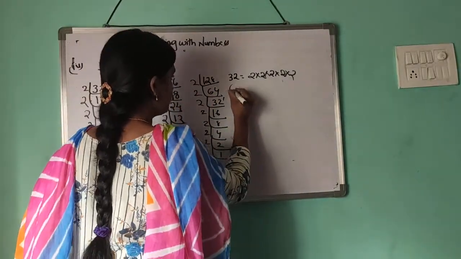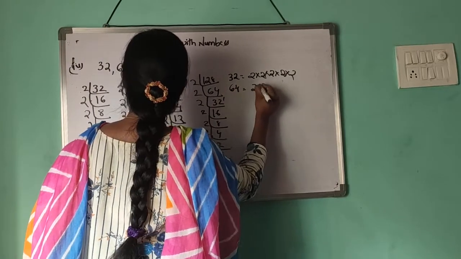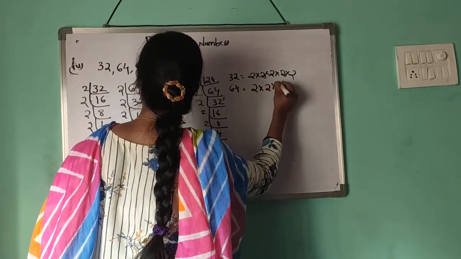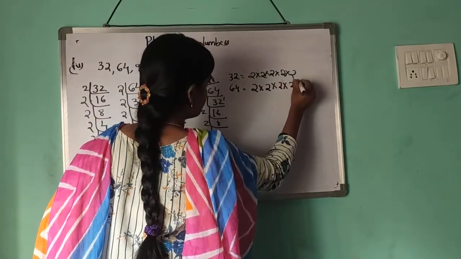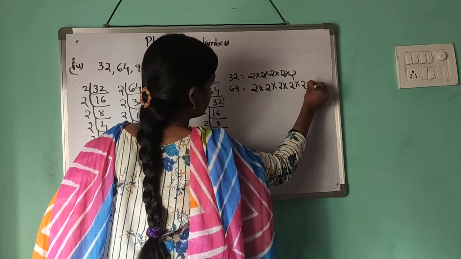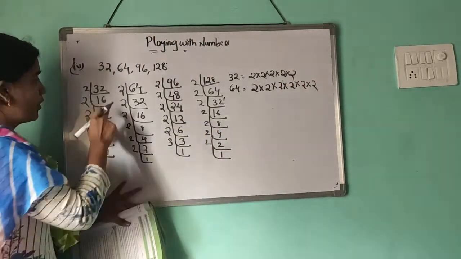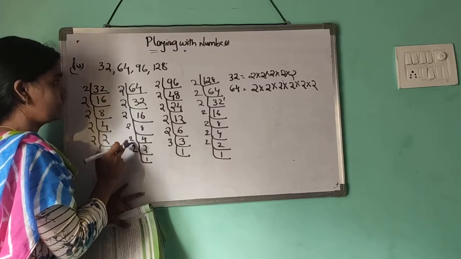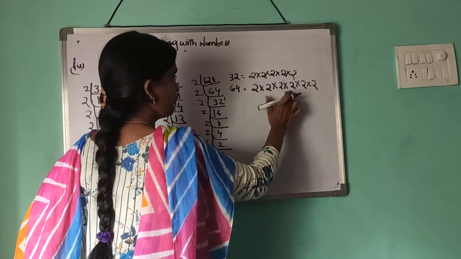Coming to 64. 2 into 2 into 2 into 2 into 2 into 2. Here, how many 2s are there? 1, 2, 3, 4, 5, 6.